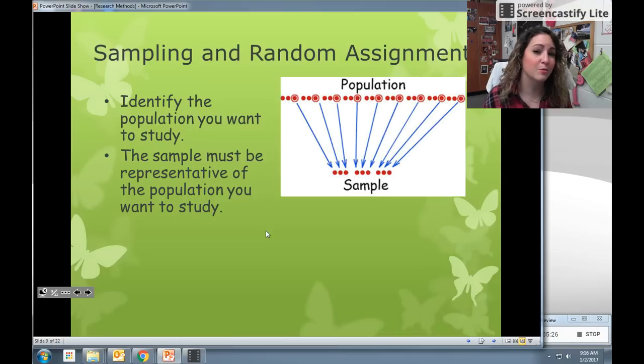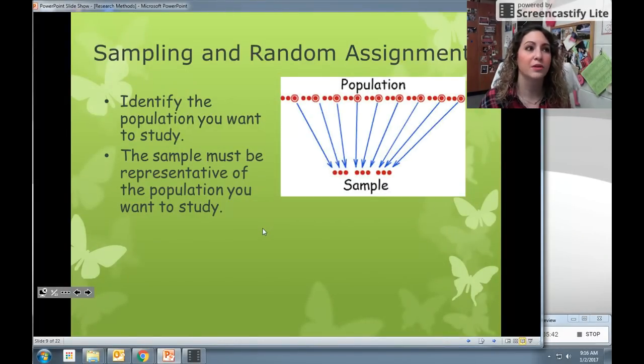an experiment where every single person of Tomball High School participates. It would be too expensive. It would take too long. It's just too much of a hassle. So you're just going to get a sample of the population. And so you have to have a random sample.